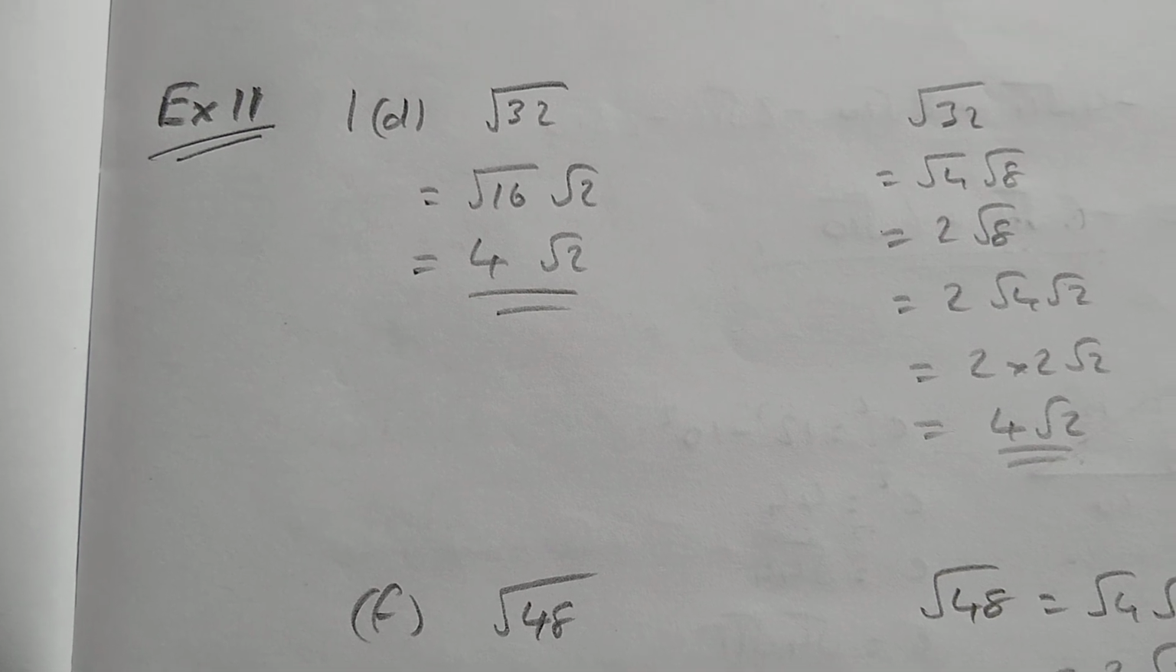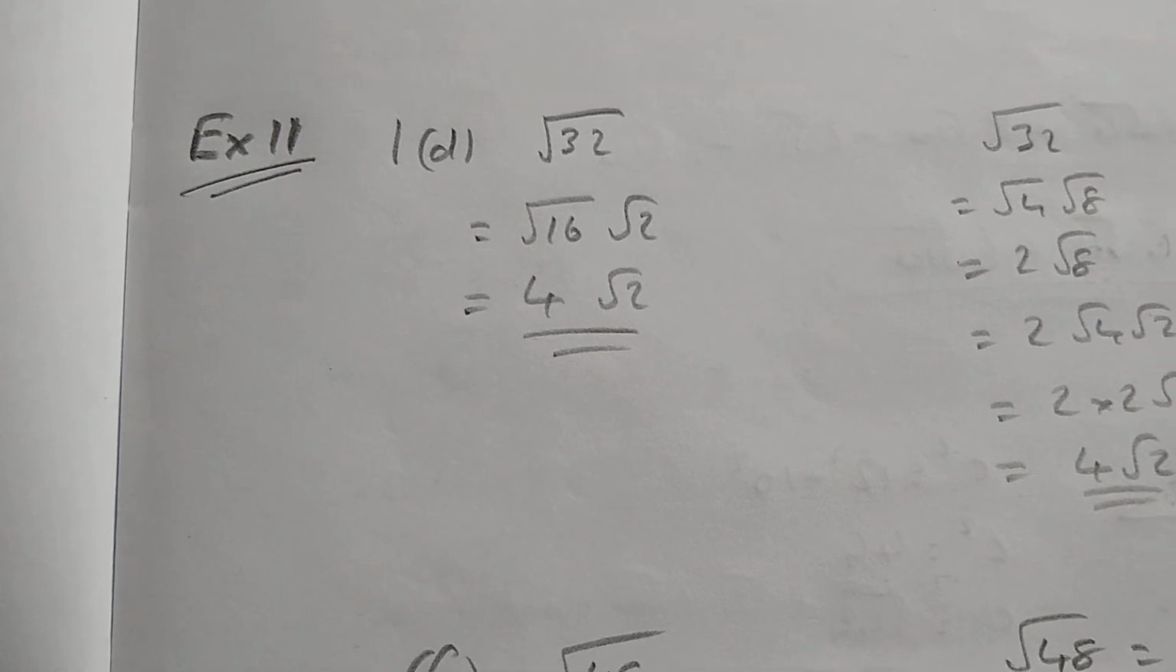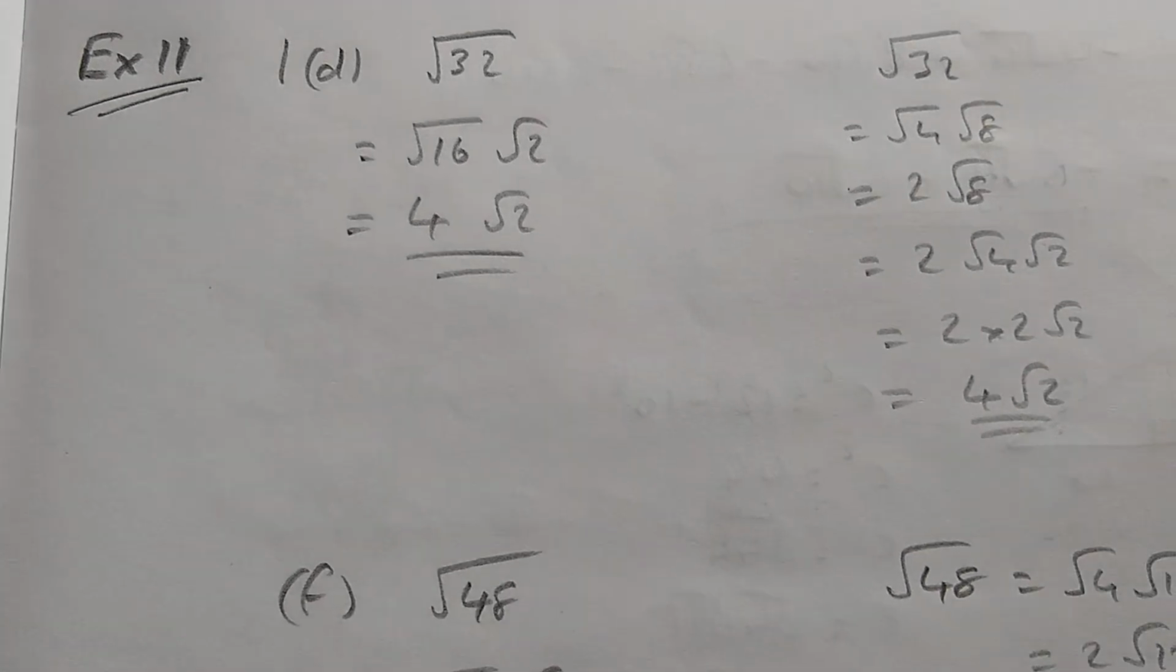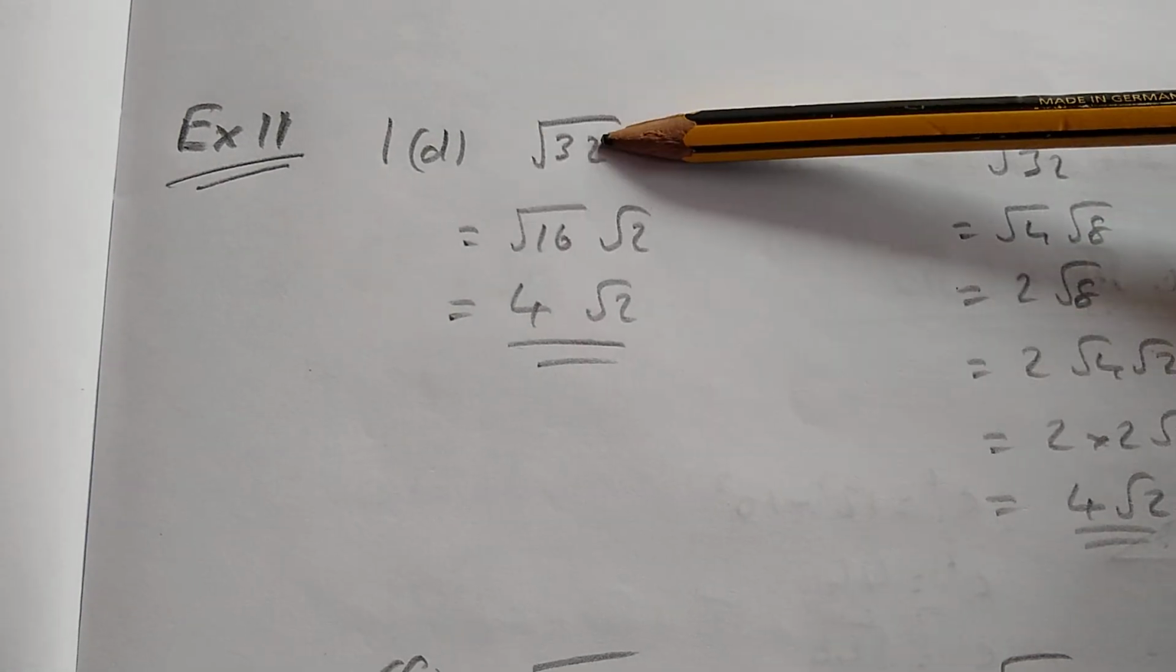Exercise 11 from Higher Maths Essential Skills. We are looking at surds and simplifying surds. Let's get straight into it. So 1D, square root of 32.